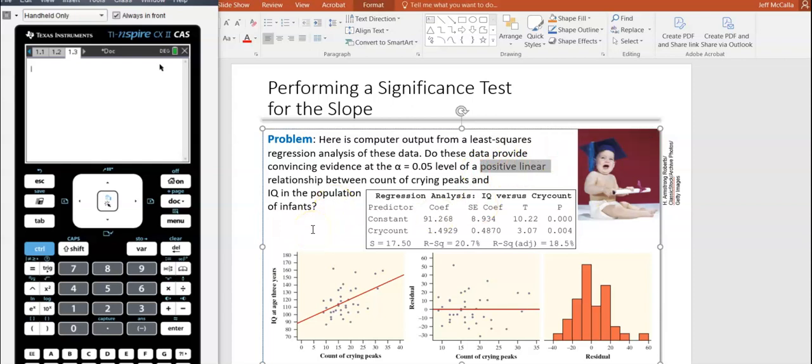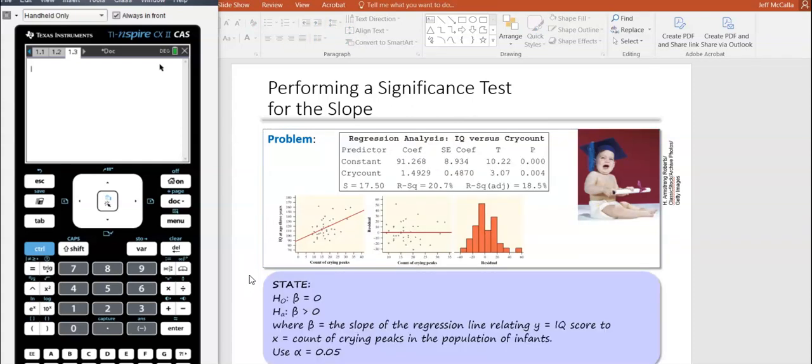Define the parameter, in this case beta, which is the hypothesized slope of the population regression line. And then x and y are down here in the figure. x is the count of crying peaks, and y is the IQ measured at 3 years old. Those are the first answers there. And don't forget to put the alpha level. I think on your sheet I put significance level, but it's called the alpha level or significance level.